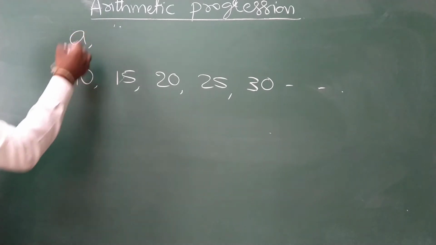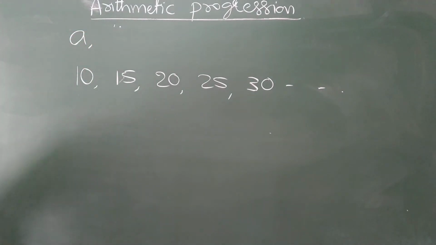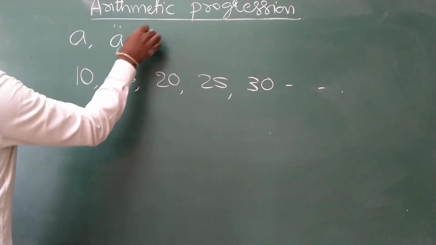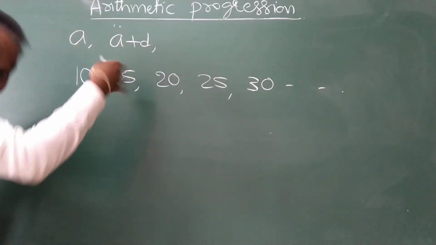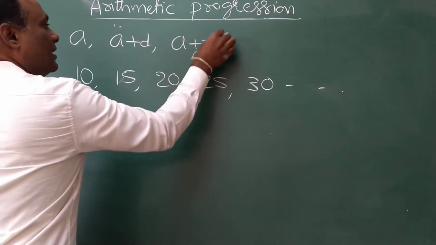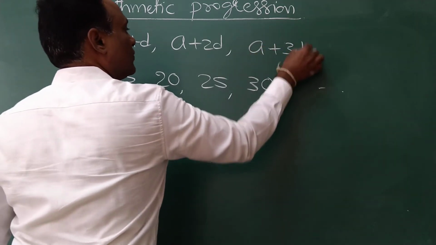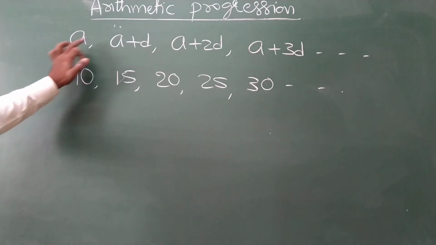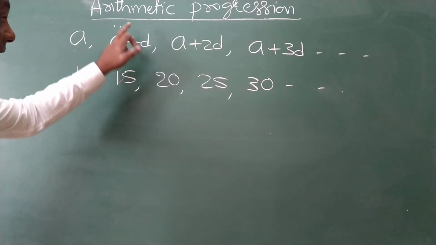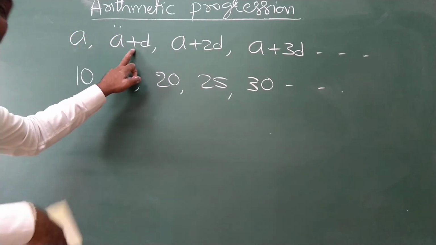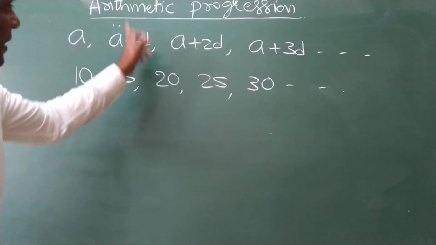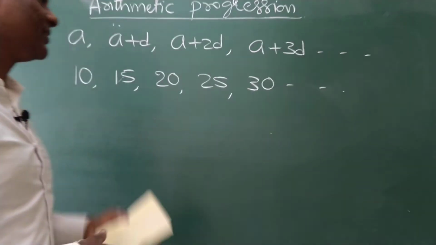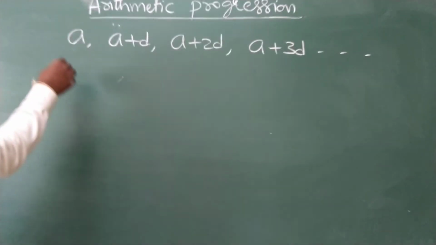Suppose the first term is A. Difference is D. Then what is the next term? A plus D. Again add D, A plus 2D. Again add D, A plus 3D. So the general form of arithmetic progression is like this. First term will be given. Suppose the difference is D, what is the second term? Add D to this: A plus D. Again add one more D: 2D. Add D, 2D plus D is 3D, like that. Right.